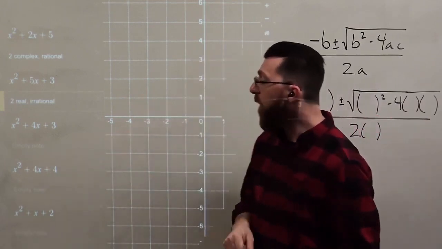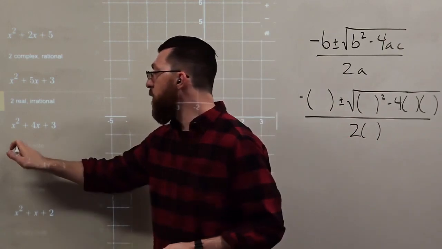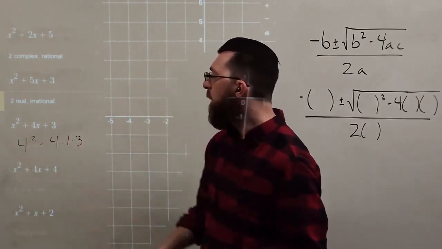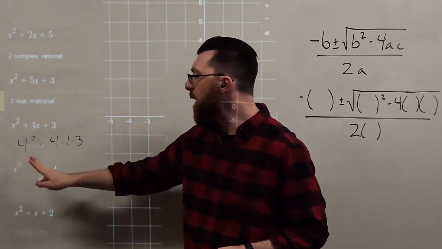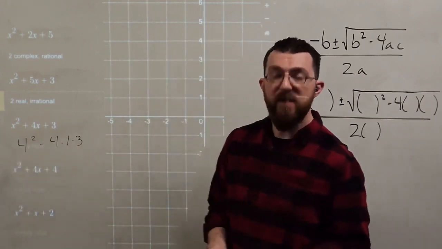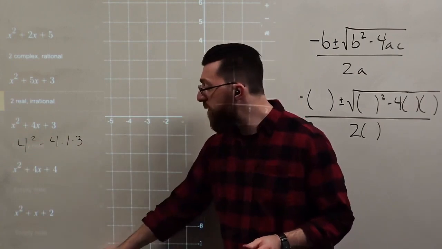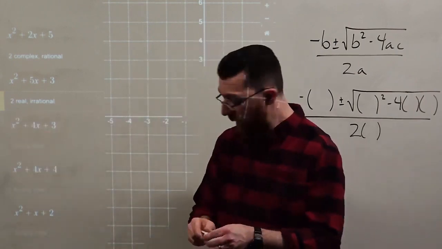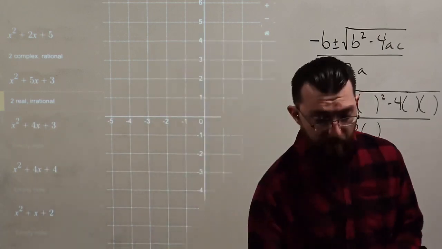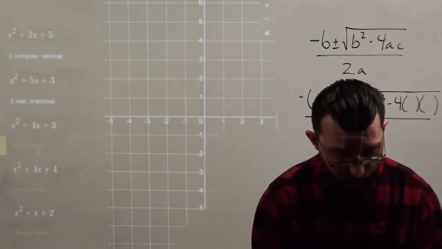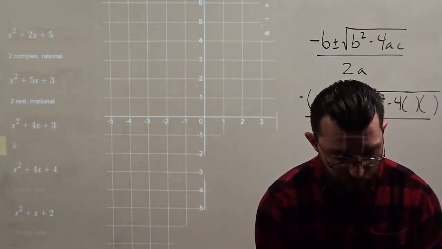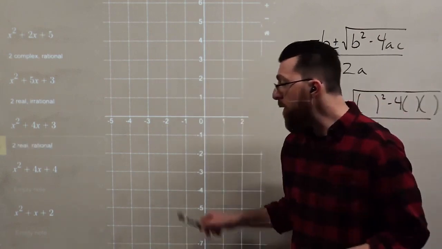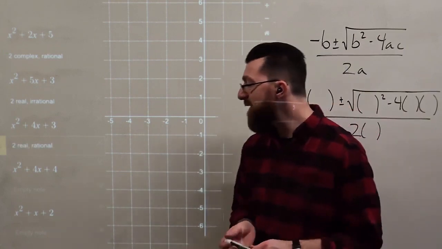X squared plus 4x plus 3, if we do b squared minus 4ac, this is going to be 16 minus 12. 16 minus 12 is positive 4, and congratulations, we have a positive number with a rational square root. We're actually going to have 2 real and rational numbers. 2 real rational numbers.